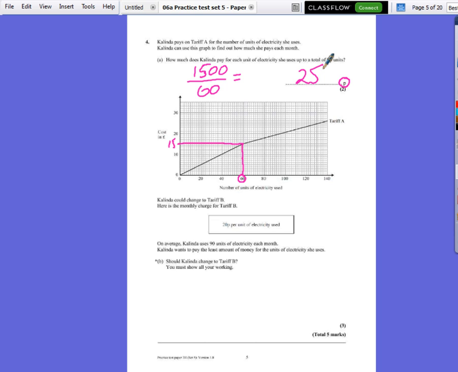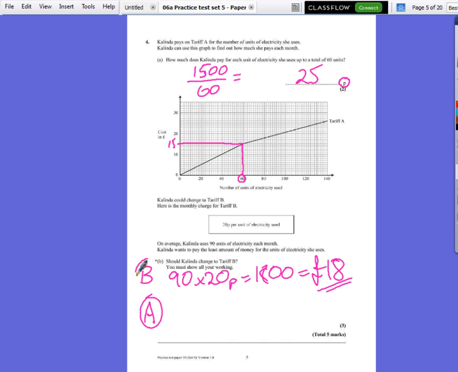It says Kalinda should change to tariff B. Here is the monthly charge for tariff B. So 20 pence per unit of electricity charged. On average, Kalinda uses 90 units of electricity each month, and she wants to pay the least amount of money. Which should she do? Well, 90 lots of 20 pence would give us 1,800 pence, or £18, if she's on tariff B. For tariff A, we can use the graph. If we go to 90, read up and read across, we can see that tariff A would be £19. So yes, she should go to tariff B.